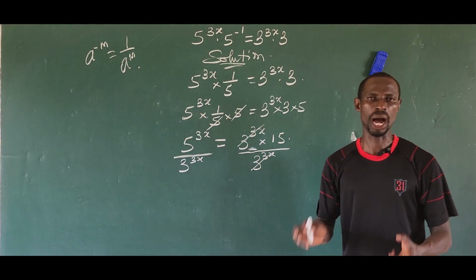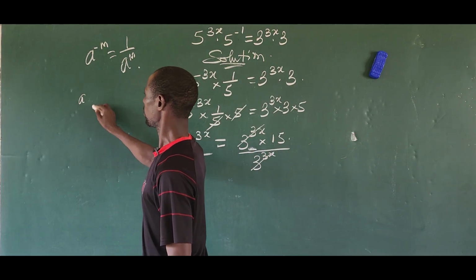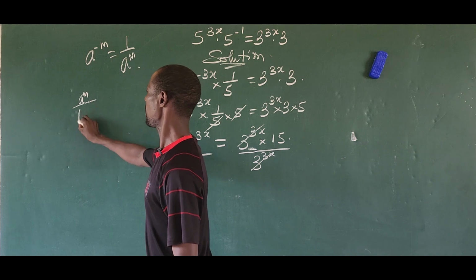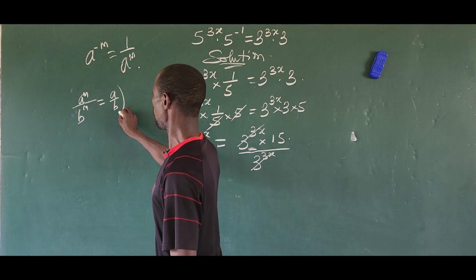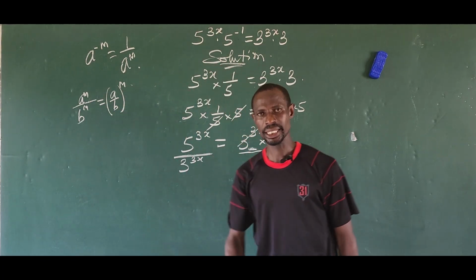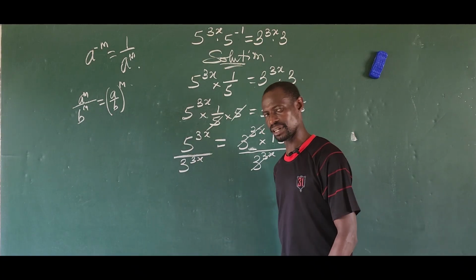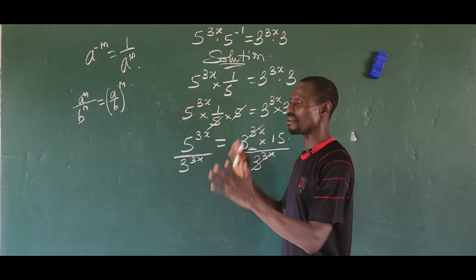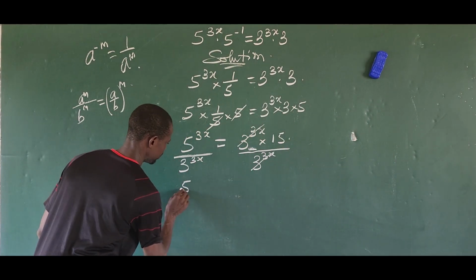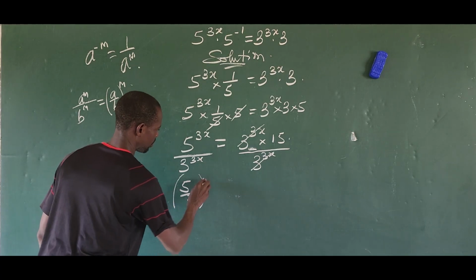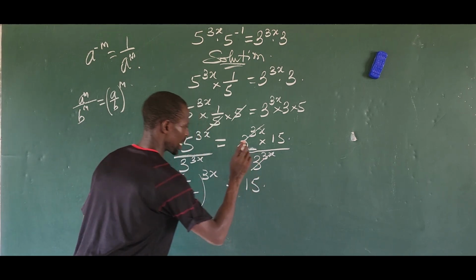They have a similar power. And according to the rule of indices again, if you have a to the power of m all over b to the power of m, we can rewrite this as a all over b, all raised to the power of m. Since the powers are the same and the base numbers are different, all we need to do is raise everything to that same power. So rewriting this side gives us 5 all over 3, all raised to the power of 3x. This is equal to 15 on this side.